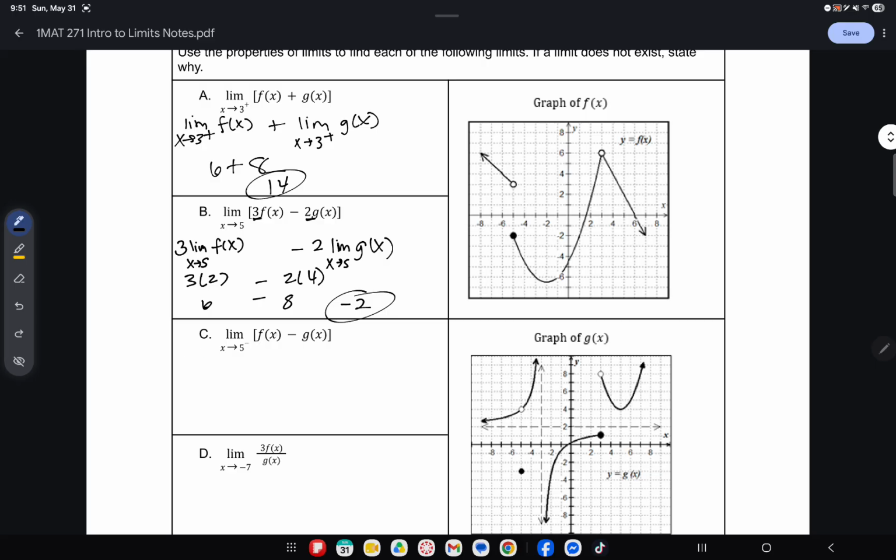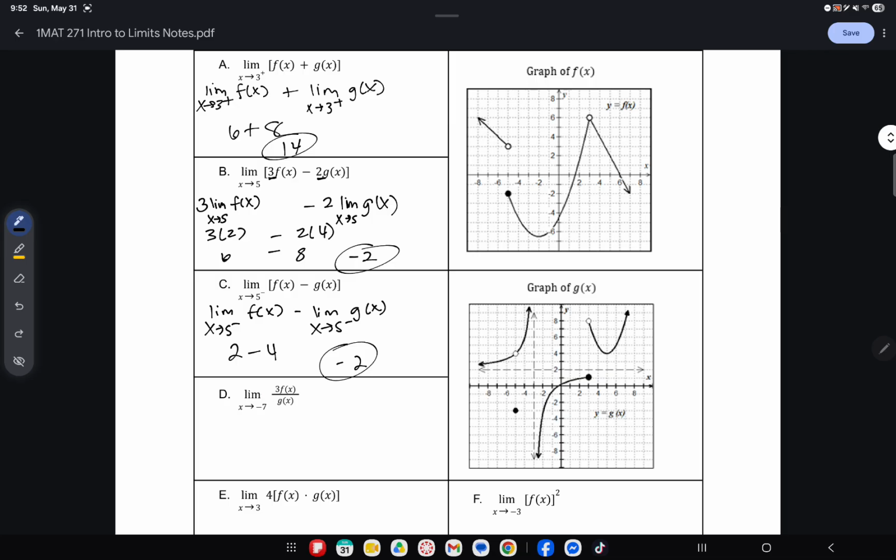All right, we have a subtraction again. So limit as x approaches 5 from the left for f minus the limit as x approaches 5 from the left for g. So we did just do 5 in the one before. So 5 for f was 2, and 5 for g was 4. 2 minus 4 is negative 2.